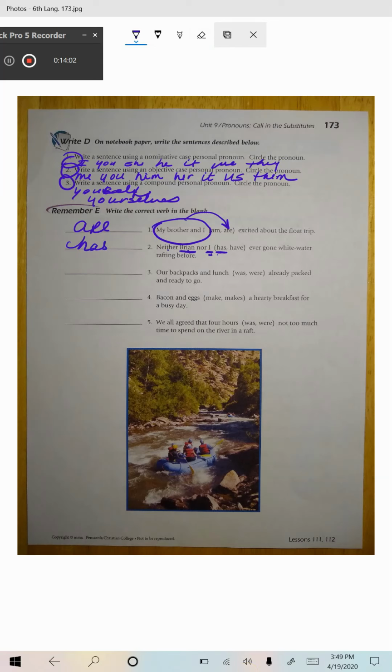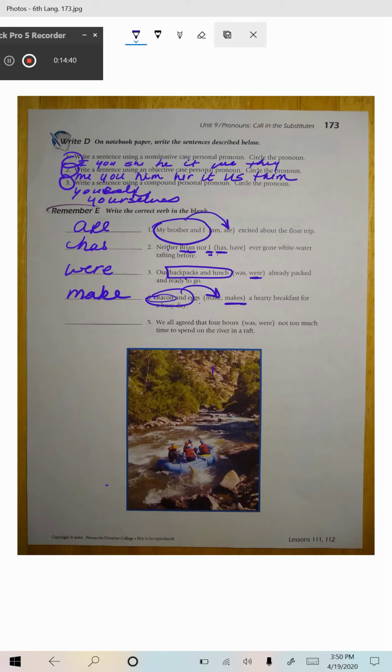Okay. Our backpacks and lunch. So these are more than one. So that would be plural. And so we need a plural verb. Which one's plural? Were. Remember, in verb land, the S means singular. It's the opposite from nouns. Bacon and eggs. Well, first of all, eggs is plural, and we have bacon, so we got lots of plural. They make. The S would mean singular. So, make is plural.